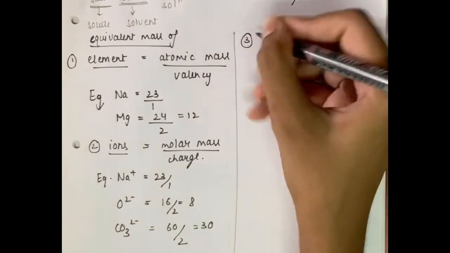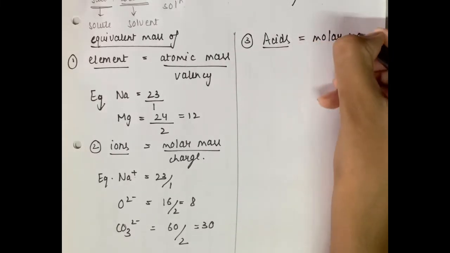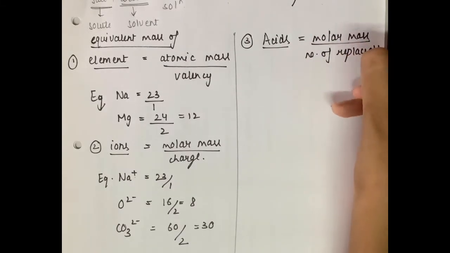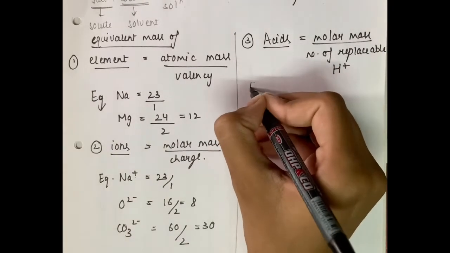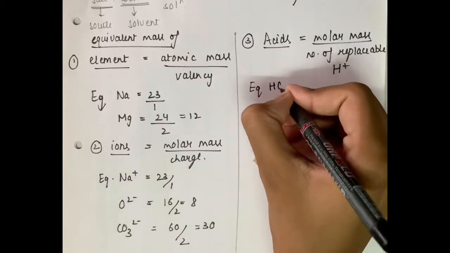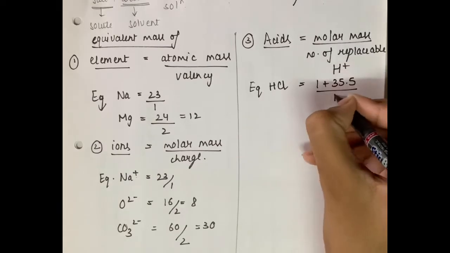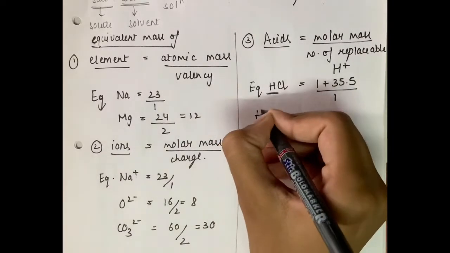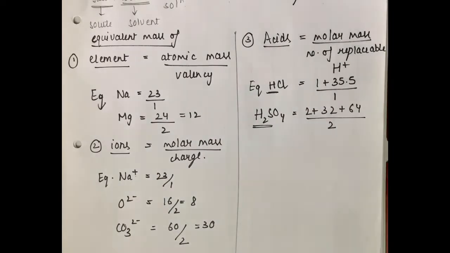So now, moving on to acids, the formula for calculating equivalent mass in acid is its molar mass divided by the number of replaceable H+ ions. For example, the equivalent mass of HCl, that is hydrochloric acid, is 1 plus 35.5 upon 1. The 1 is due to the presence of hydrogen. And in case of H2SO4, the equivalent mass is 2 plus 32 plus 64 by 2.